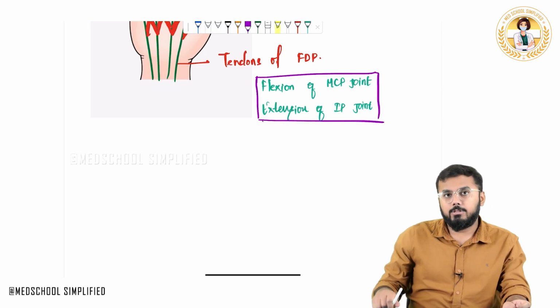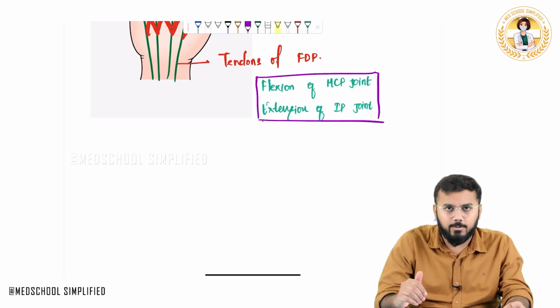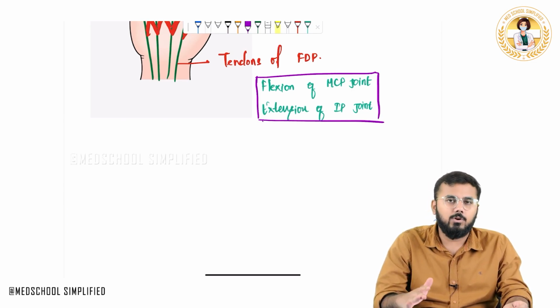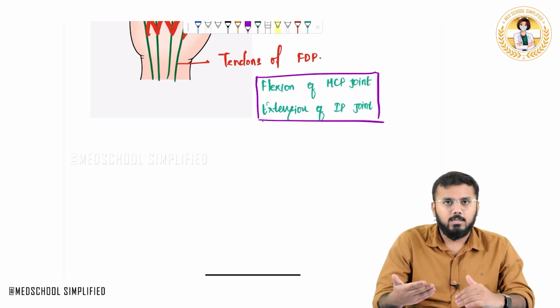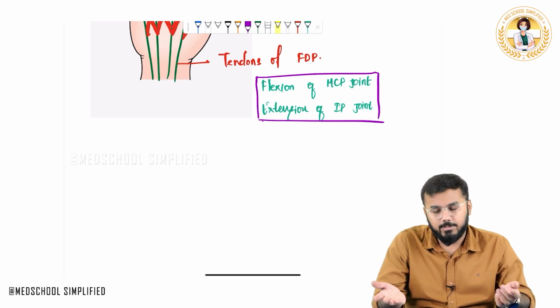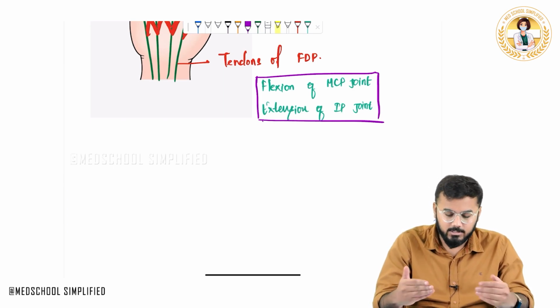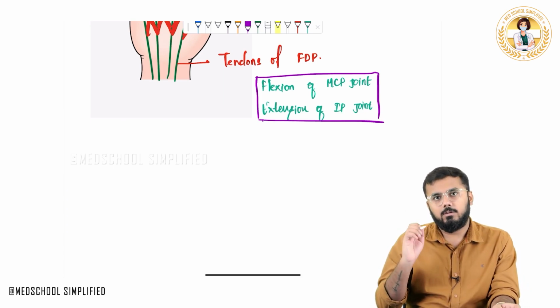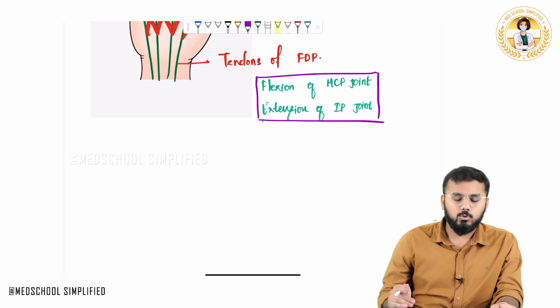Why am I telling you this? Because if lumbricals are not functioning, then this flexion extension will not happen, that will reverse. So, there will be extension of the MCP joint and flexion of the IP joint. So, this will reverse completely. Okay, so we are done with the lumbricals. Now, let us move on to the interossei.